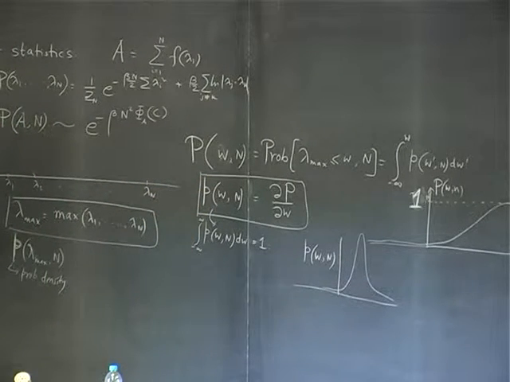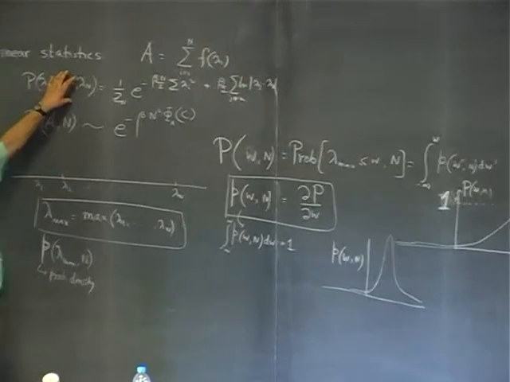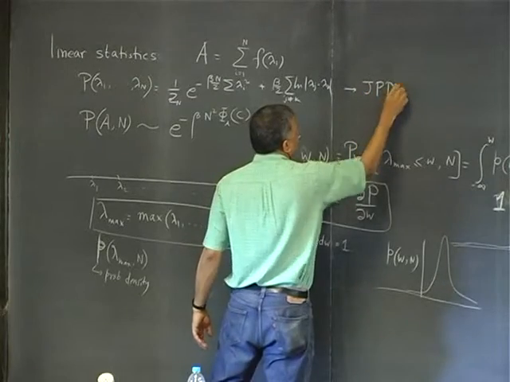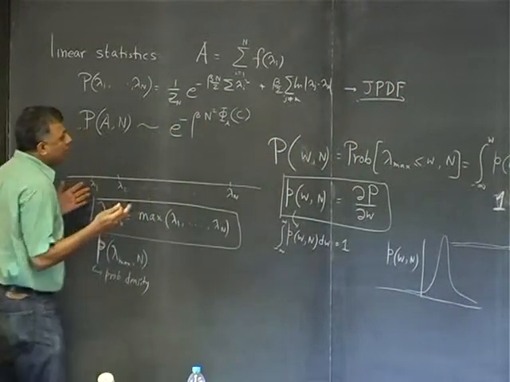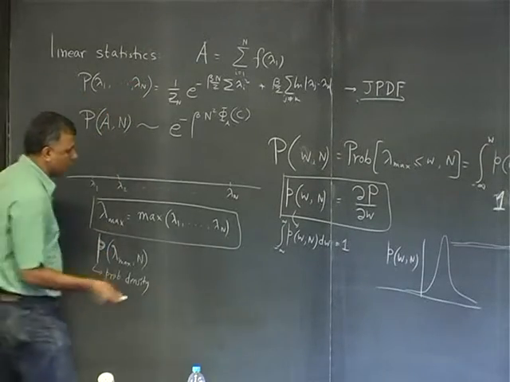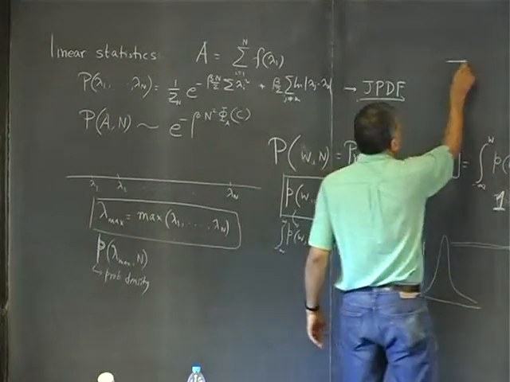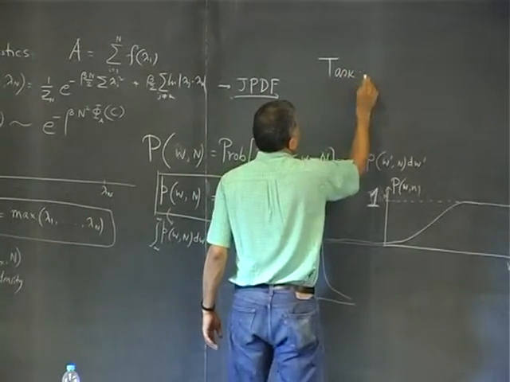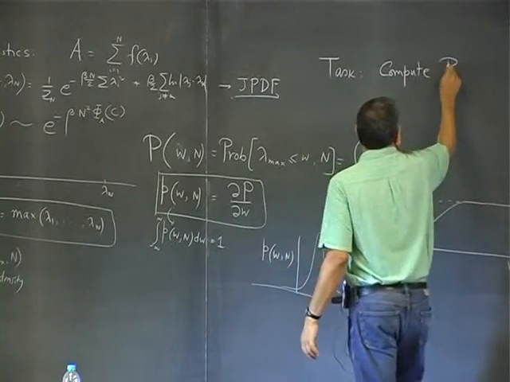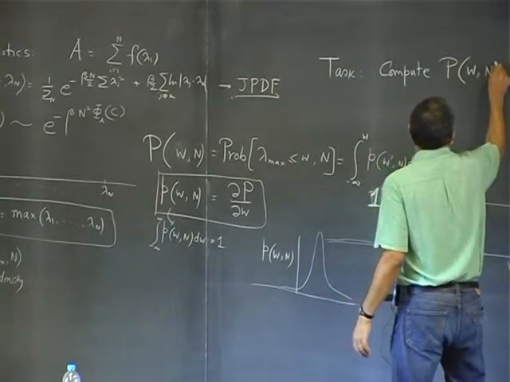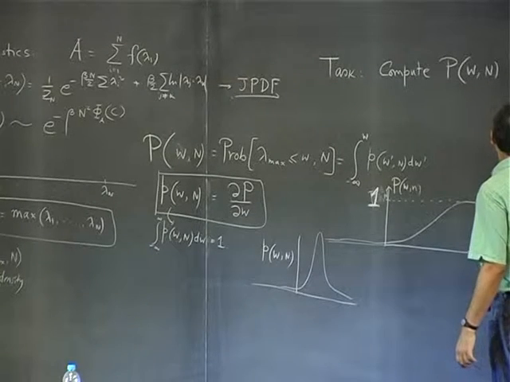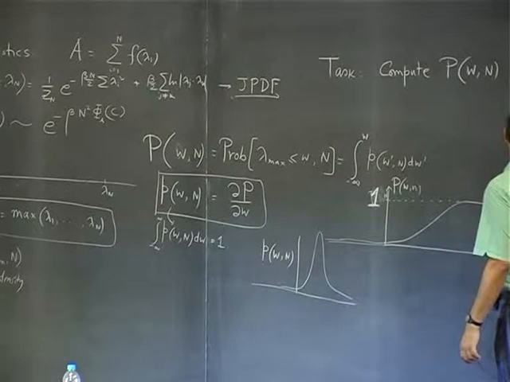So my task is now, given this joint distribution, the JPDF, the joint probability density function of all these eigenvalues, to compute the distribution of lambda max from this. If I can compute the cumulative, I can compute the density by taking the derivative. So compute this from the JPDF.